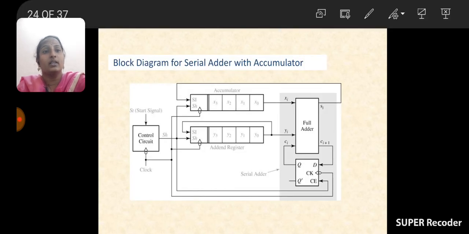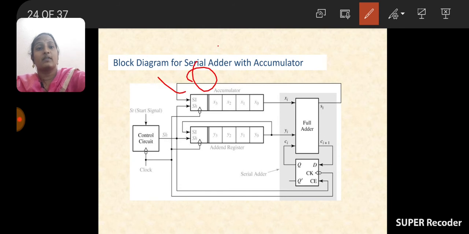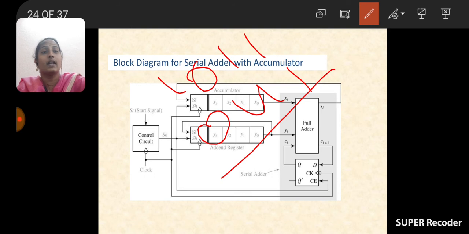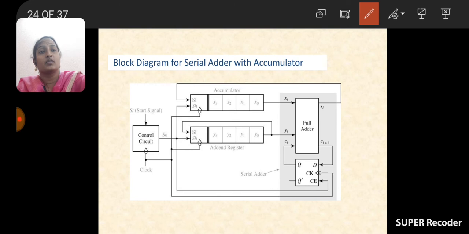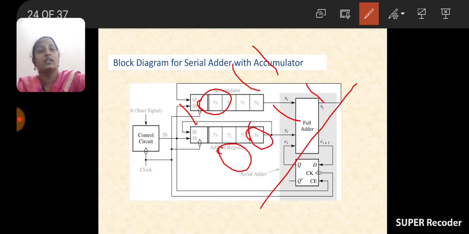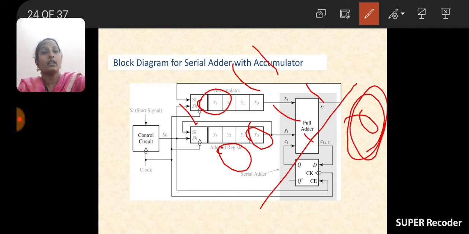For example, if one example is 1 0 1 1 0 1 1 1, in a parallel adder all the bits will be added at the same time. We get the whole result within a second at the same time. But while coming to the serial adder, first this sum will be produced. For example, 1 0 1 1 is there, 0 0 1 1 is there, the sum is 0 and carry 1. This bit will be sum 0.